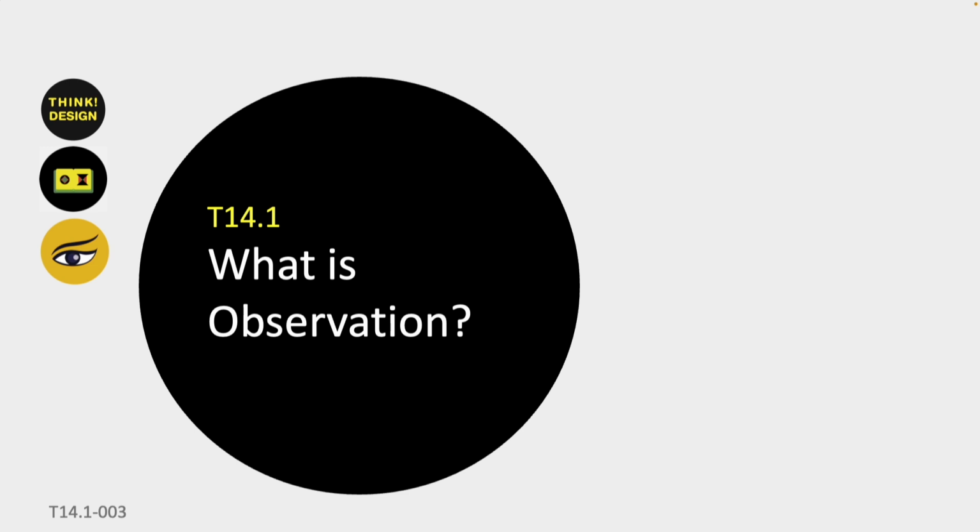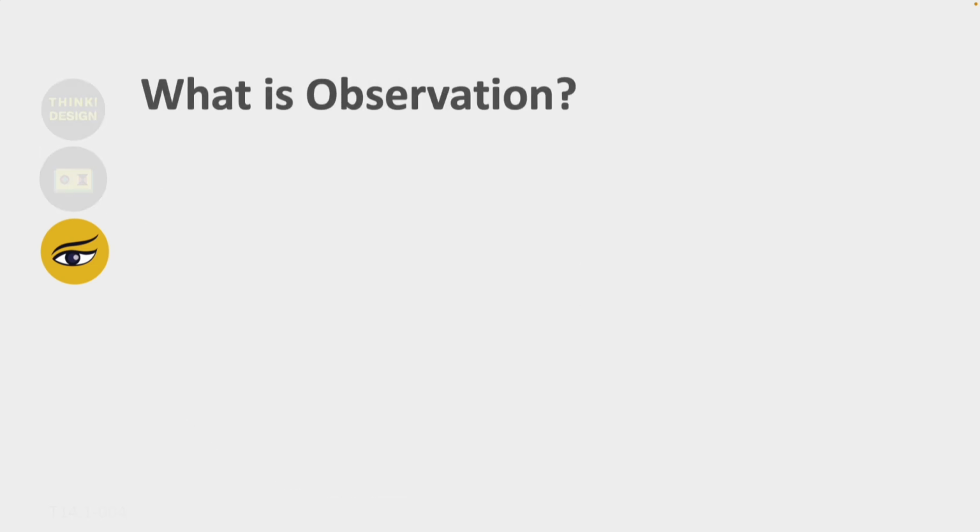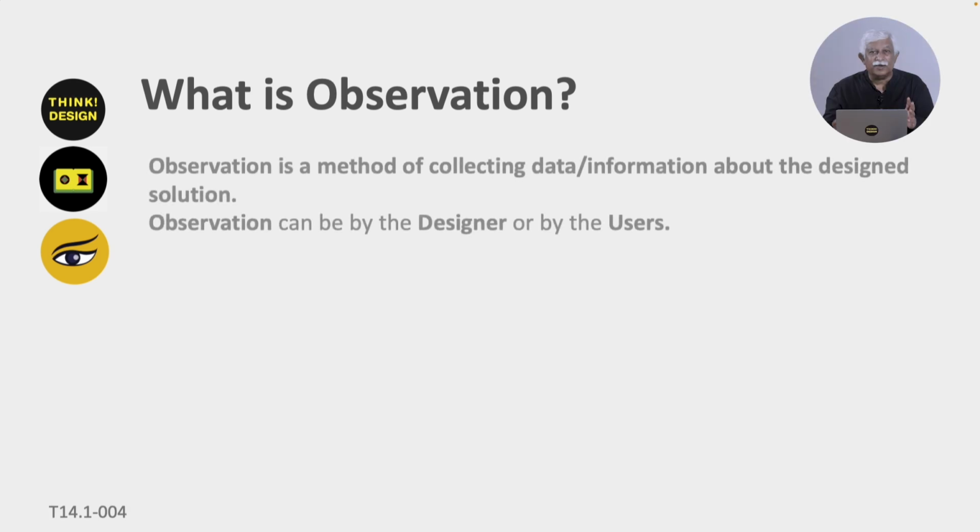So we'll start with observation. What is observation? It's a method for collecting data or information about the design solution. It can be done either by the designer looking at how the user is actually using it, or by the user before using, after using, or while using the product or the service.